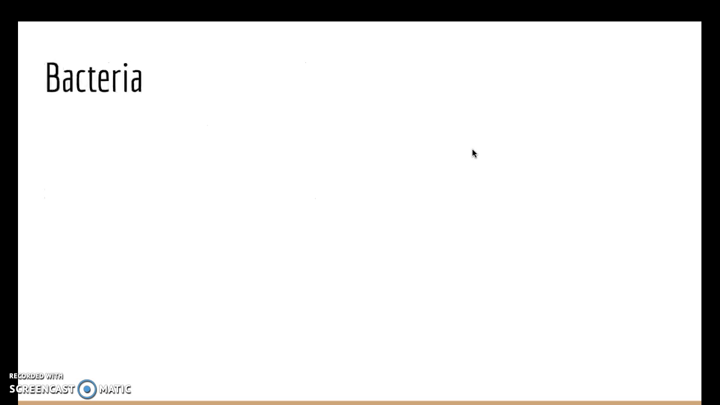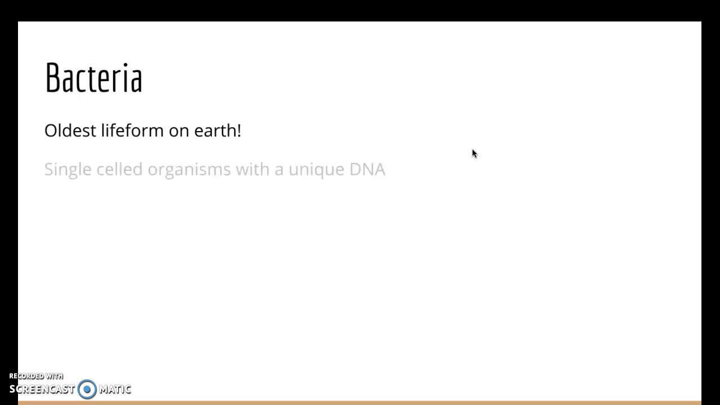We're going to start with bacteria, and for each of these we're going to go over some general characteristics, how they reproduce, and then what is the good and the bad for each of them. So let's go over some general characteristics about bacteria. It is the oldest life form on our planet. These were the first things to form way back when our Earth started forming about 4.6 billion years ago. So these things are quite old.